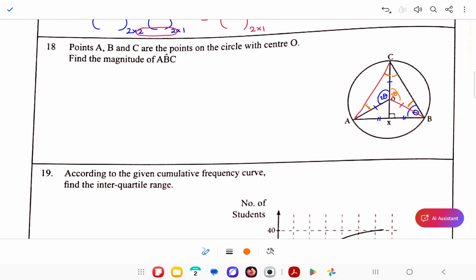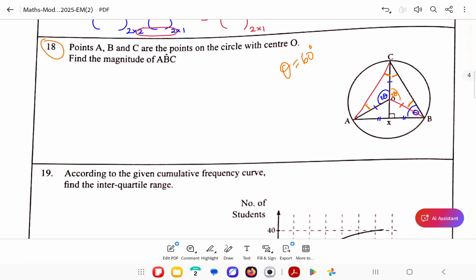Wait, we'll come back to this again. I think we can show that ACB is equilateral. So theta, I think, should be 60 degrees. We'll do the rest and come back to this.